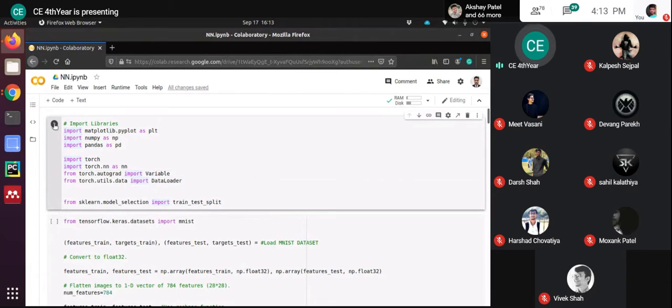So the first cell, just run the first cell where we are supposed to import particular libraries: matplotlib, numpy, pandas, as well as torch. And from torch, we'll use the neural network, right? So we'll use a particular linear layer from this neural network, right? So let's include it. And what is the use of this variable, if you can recall?